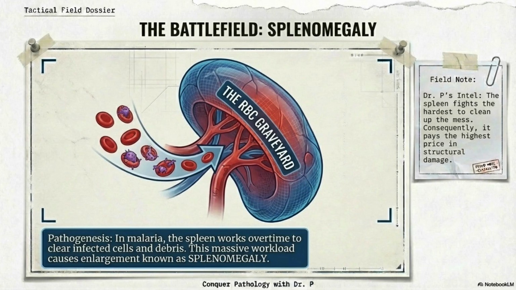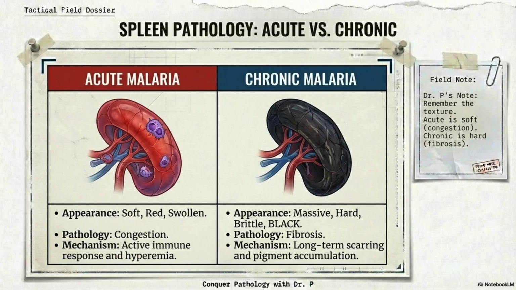The spleen is the RBC graveyard, as we all know. In malaria, it works overtime to clear infected cells. The massive workload causes enlargement of the spleen known as splenomegaly. It fights the hardest, so it pays the highest price in structural damage. You need to know the difference between acute and chronic spleen. In acute malaria, it is soft, red and swollen due to congestion. In chronic malaria, it is massive, hard, brittle and black. This is due to fibrosis and pigment accumulation. Remember the texture, acute is soft and chronic is hard.